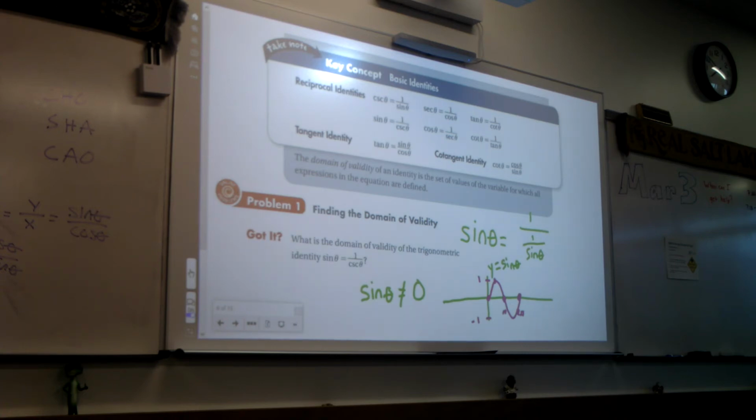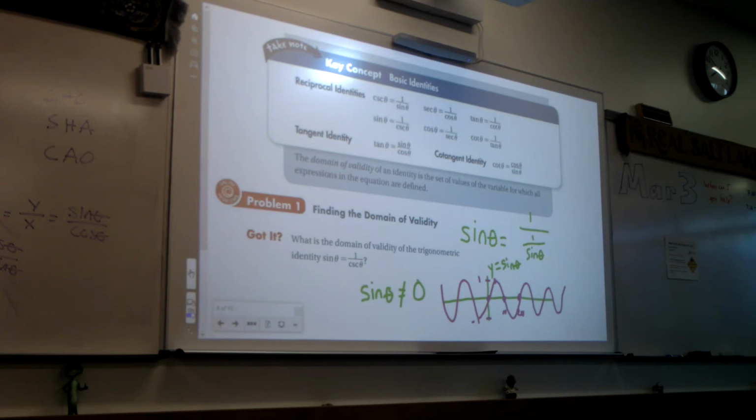Where are all the x-intercepts going to exist? Every multiple of pi, right? So if I were to keep going, I'd see it at 3 pi, 4 pi, 5 pi, 6 pi, right? Or over here, negative pi, negative 2 pi, negative 3 pi, negative 4 pi, right? So we're seeing this at multiples of pi.